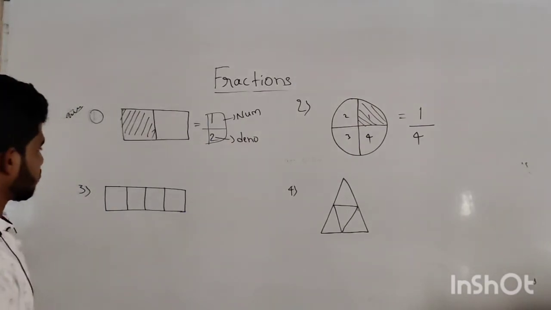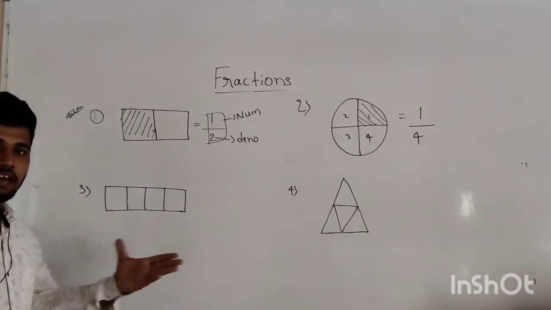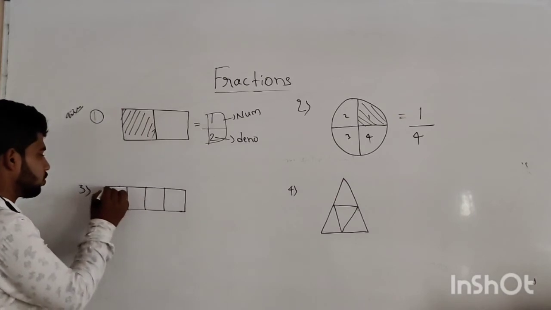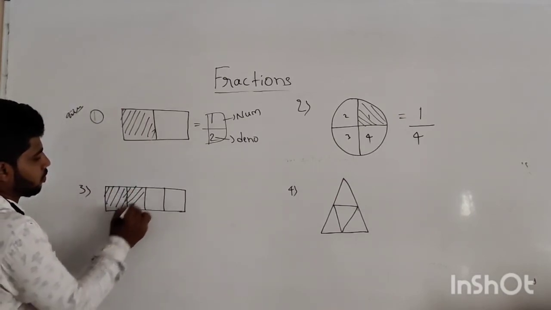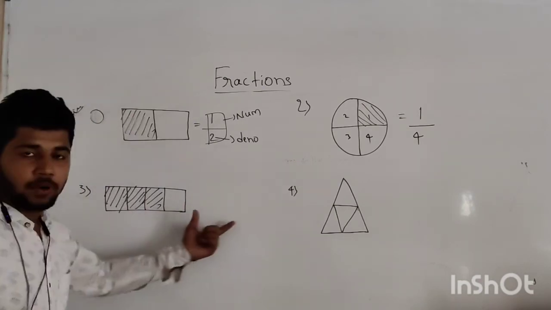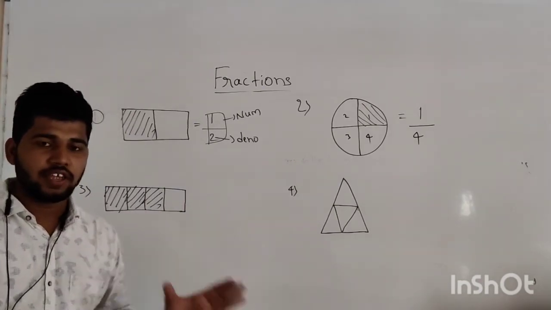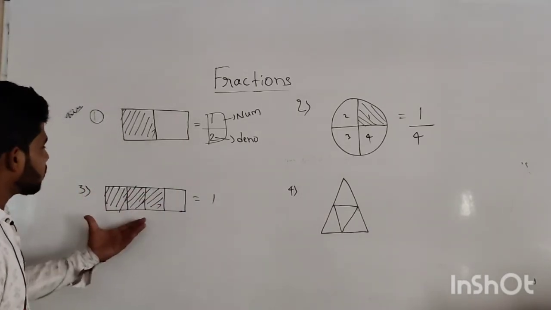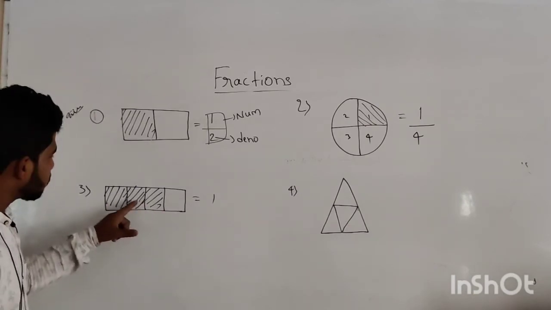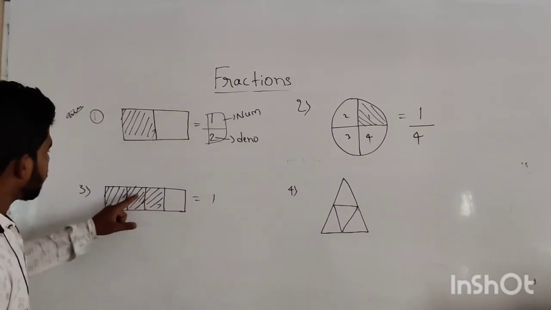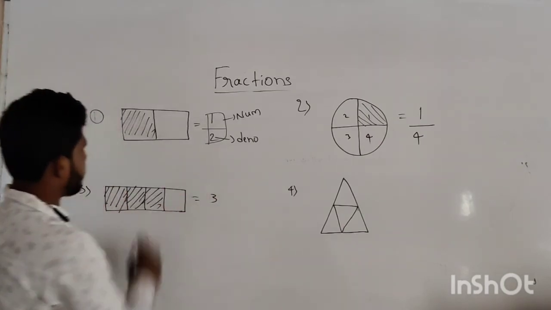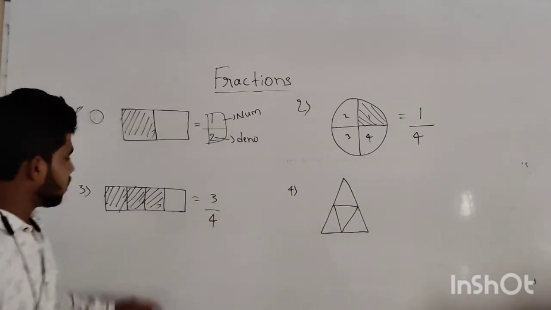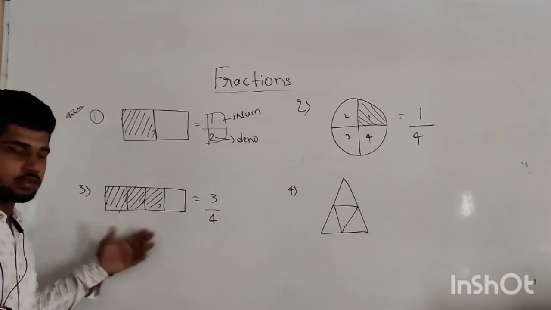Third question: one chocolate is present. There are 4 friends, and 3 friends have eaten 3 pieces of the chocolate. But one part is remaining. How to express it in fraction form? Remaining part is 1. Number of parts eaten is 3. Total number of parts is 1, 2, 3, 4. 3 parts have been eaten. Total number of parts is 4.